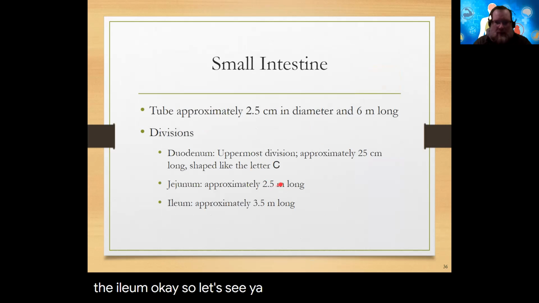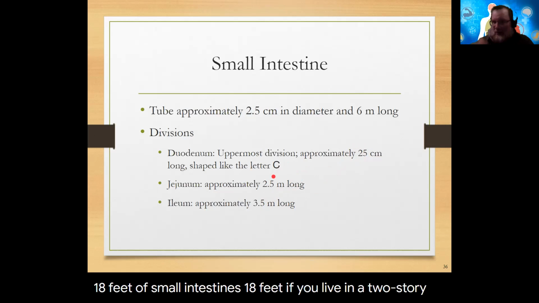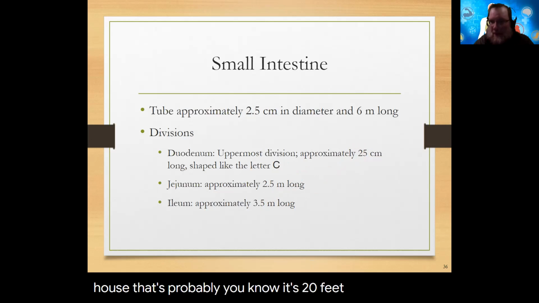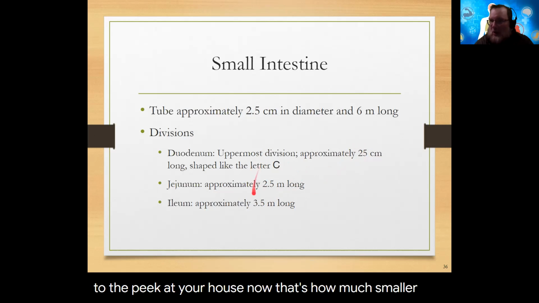So let's see. Yeah, that's pretty long, 2.5 meters. There's a little more than 3 feet in a meter. So this is about 7-ish feet. And then this is probably around 10 feet. And then this is right around a foot. So 1 foot plus that's 8. So there's like 18 feet of small intestines. 18 feet. If you live in a 2-story house, that's probably 20 feet. So from the ground to the peak of your house, that's how much small intestine you have.